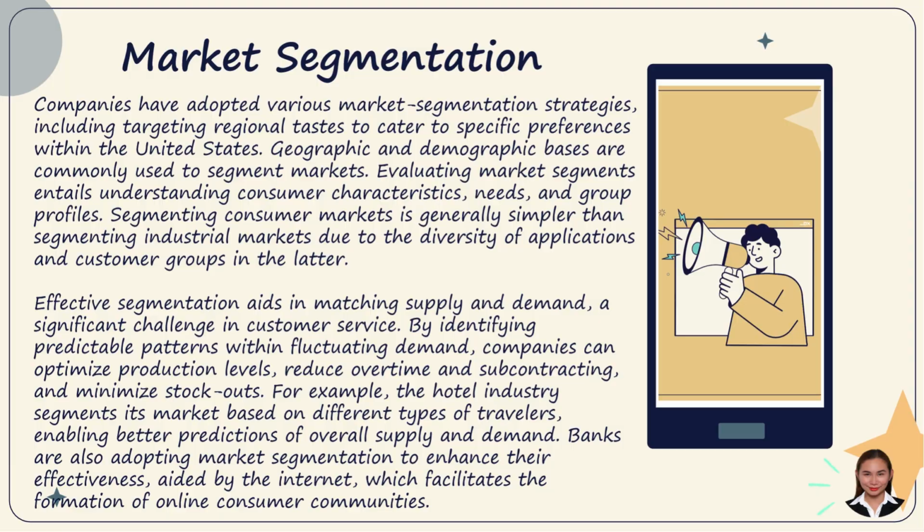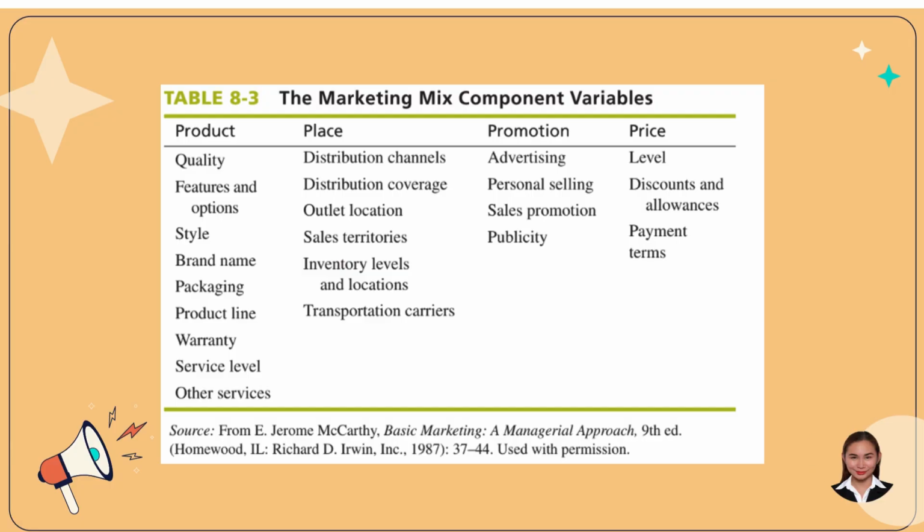This is Table 8.3, the marketing mix component variables. In product, what we look at is quality, features and options, style, brand name, packaging, product line, warranty, service level, and other services. In place, naman, distribution channels, distribution coverage, outlet location, sales territories, inventory levels and location, and transportation carriers. And sa promotion naman, ang mga mix component variables ay advertising, personal selling, sales promotion, and publicity. Sa price naman ay levels, discounts and allowances, and payment terms.